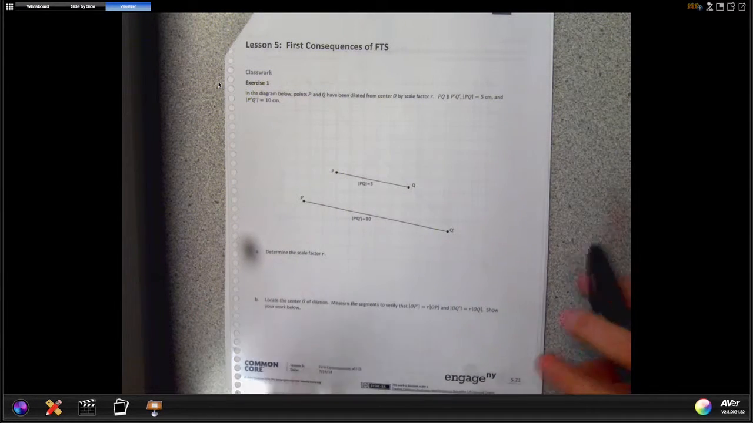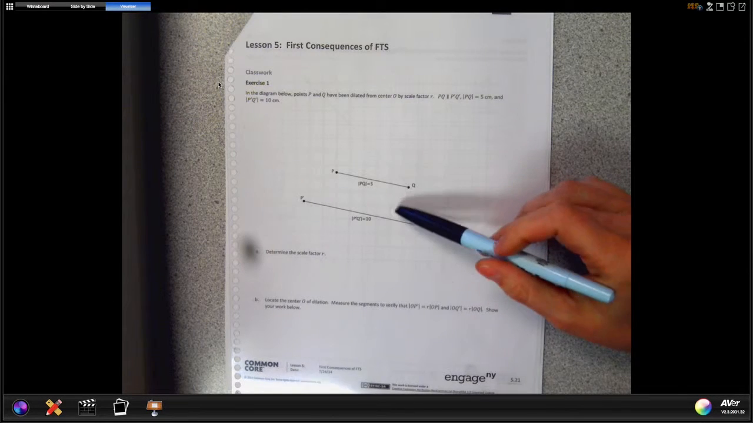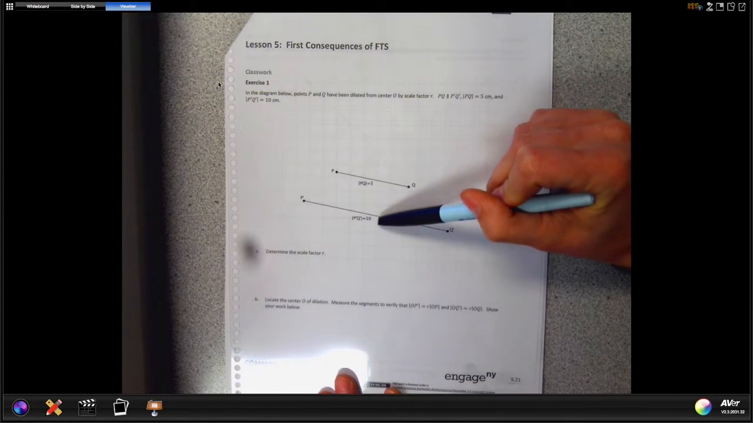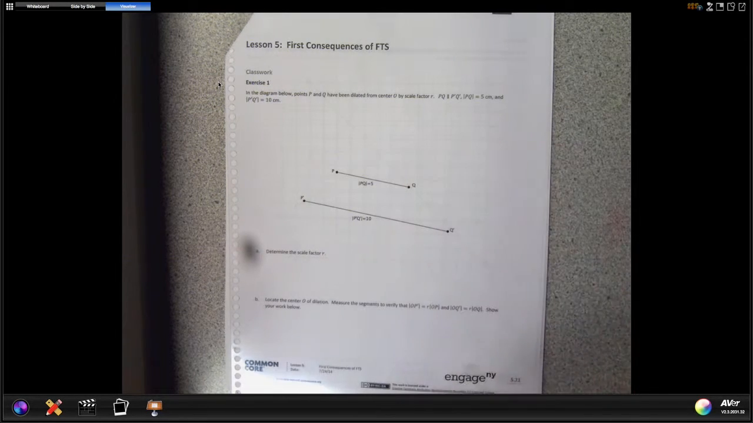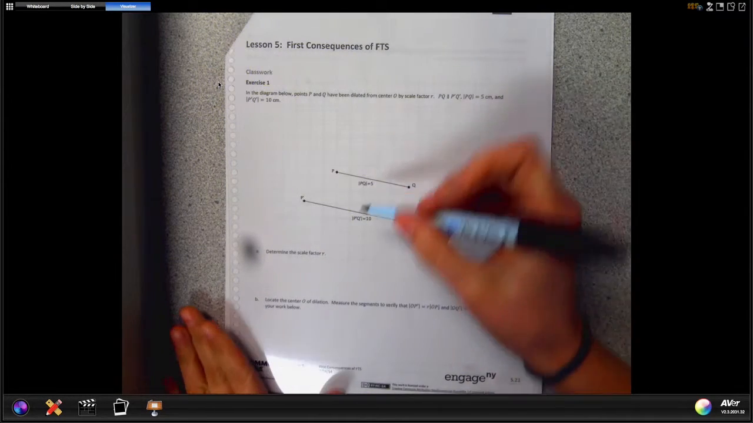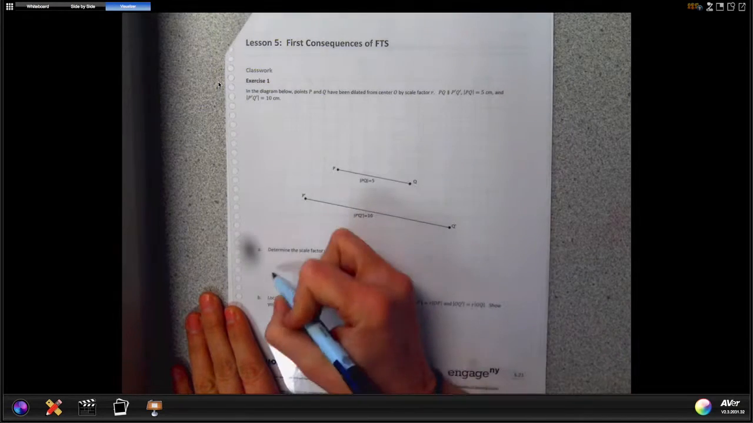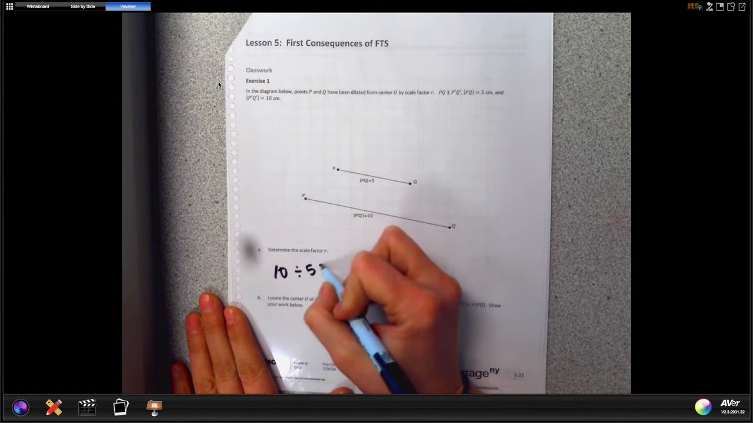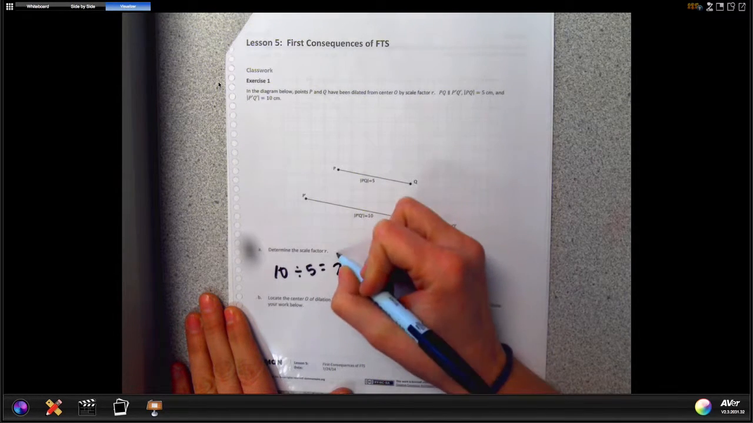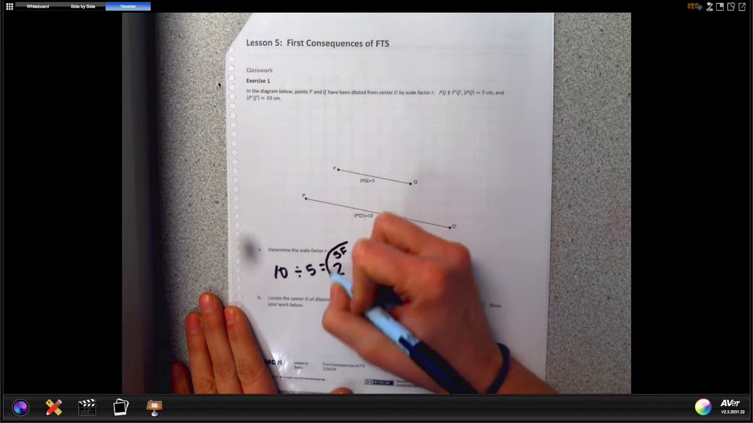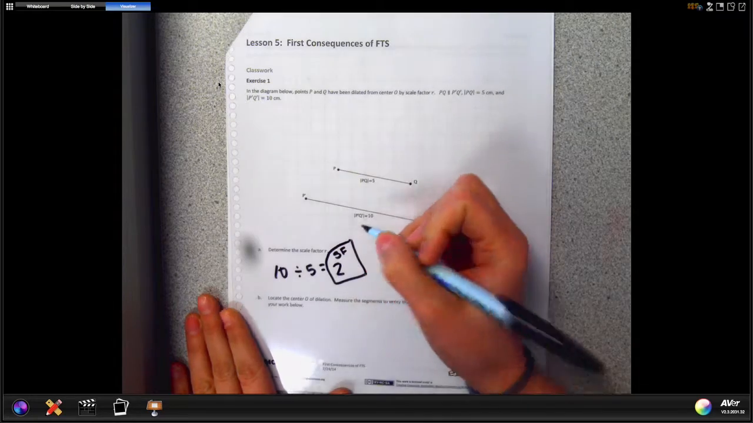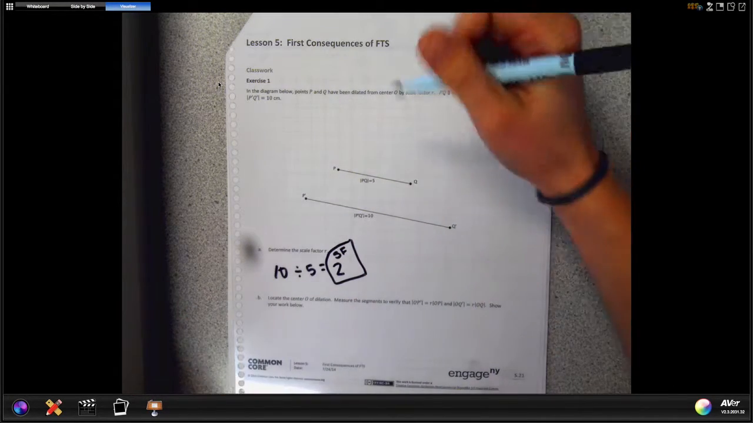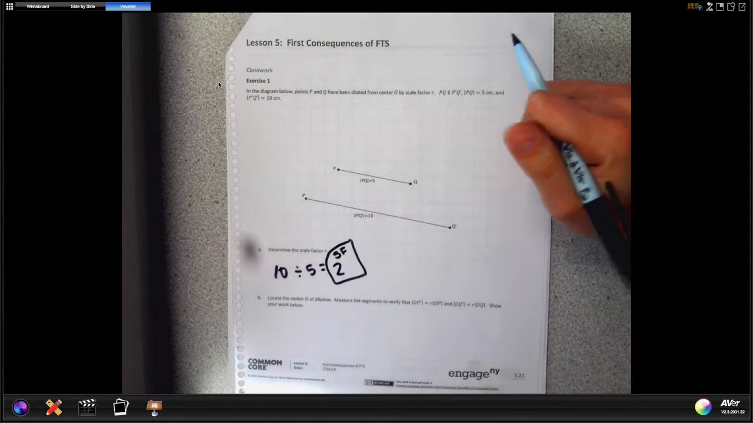And first and foremost, if you have this picture and it's all labeled, PQ is 5, P prime Q prime is 10, determine the scale factor. Right away, you know that this is the image, so 10, and if you divide that by our original, 5, you'll get your scale factor. So our scale factor here is 2, and we have already learned that. But what we haven't done is find the center point by which it's dilated.